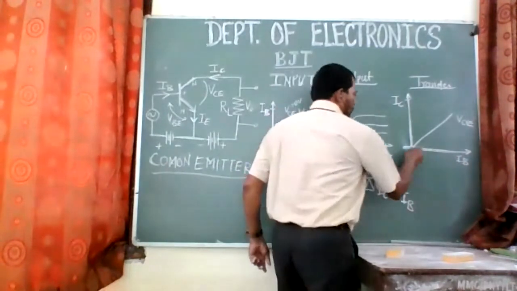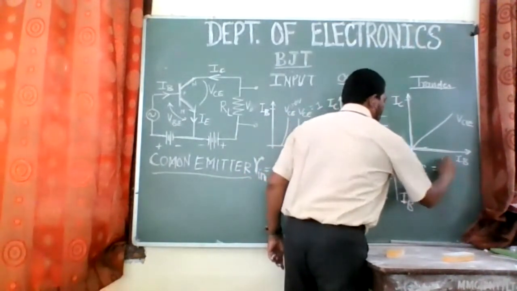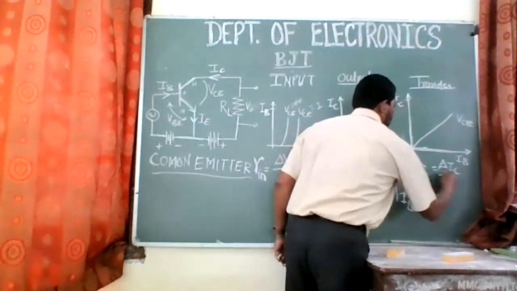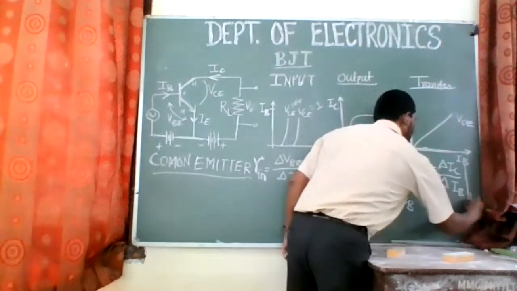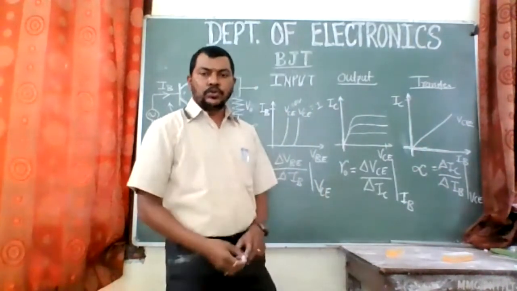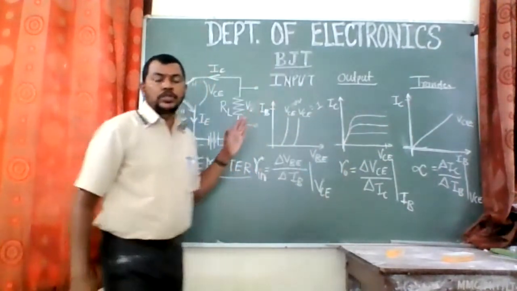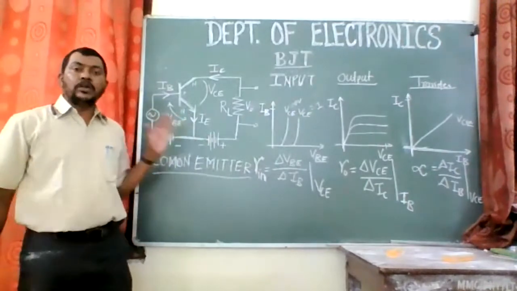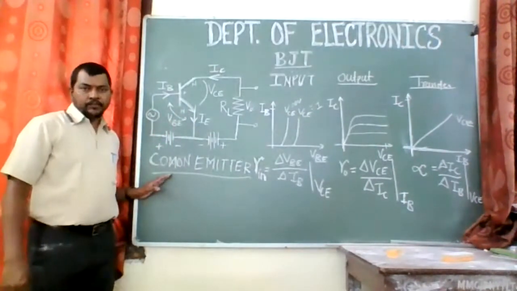So this is the alpha that we can write here. Alpha is nothing but change in IC by change in IB at constant VCE. I guess it is visible to you, right? So this is nothing but the current amplification factor. So these three characteristics are associated with the common emitter amplifier.